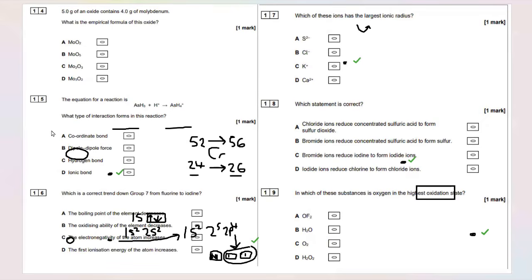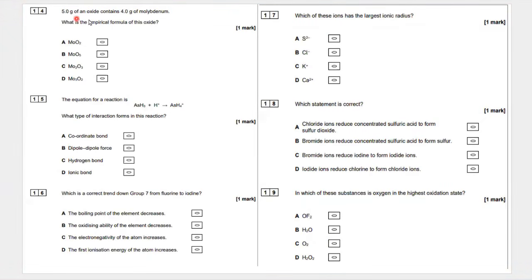Clearing the screen. Let's go. 5 grams of an oxide contains 4 grams of molybdenum. Oh gosh, I'm rubbish at pronouncing these difficult things. Molybdenum. What is the empirical formula of this oxide? Let's get down to the maths. So we know we have 4 grams of this molybdenum, whatever it's called. So I'm going to do 4g over its Ar. And when I look in the periodic table, the Ar of this is basically 96. It's 95.9. I'm just going to call it 96.